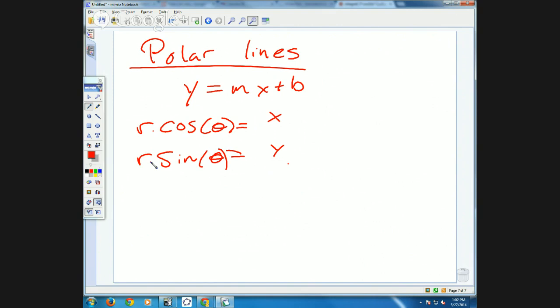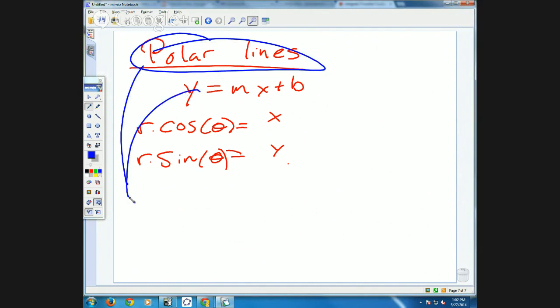So I'm going to switch to polar now, rewriting my line. y is r sine theta, and that's going to equal m times x, which is r cosine theta, plus b. So all I'm doing is replacing x and y with their equivalents from basic trig: r sine theta for y, r cosine theta for x. Now in polar, we usually write r as a function of theta. So guess what we need to do next?